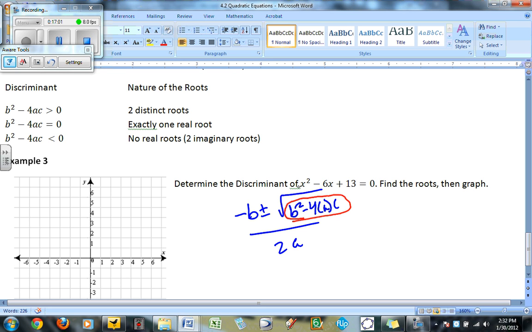So what the discriminant is saying is, well, if we get a positive number, we're going to have 2 distinct roots, 2 roots for our graph. If we get inside of here to be 0, we're going to have exactly 1 root. And if we get it to be less than 0, so it's negative, we're not going to have a root at all. It's not going to cross the x-axis. All right. So this says determine the discriminant and find the roots, then graph.